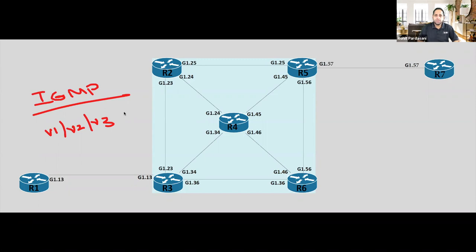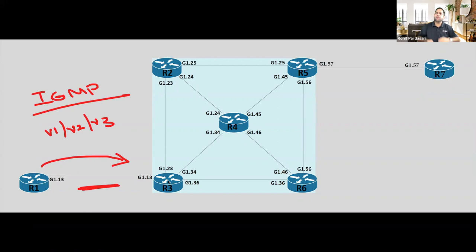Since we are emulating this, let's say router one joins a multicast group address. He would send a join message in this broadcast domain, the network between router one and router three. He's not really sending it to a specific gateway. He's just sending it like a broadcast, like an ARP request. Just as you have an ARP request on Ethernet to learn the MAC address, similarly here, I'm just sending out a join message.